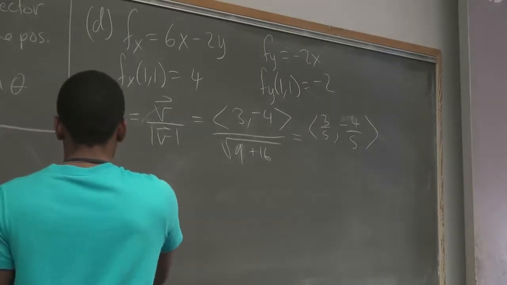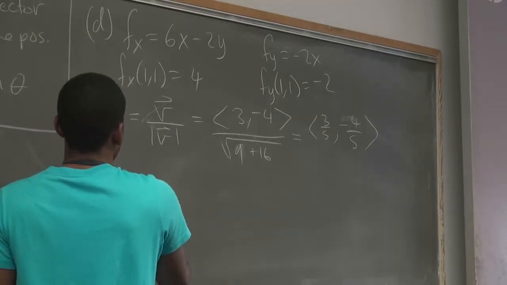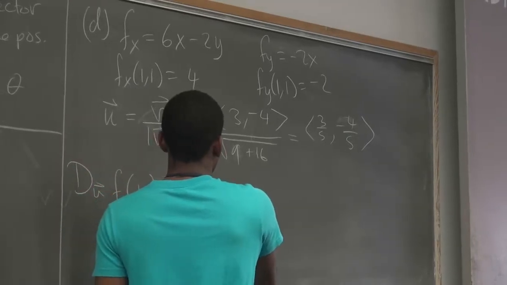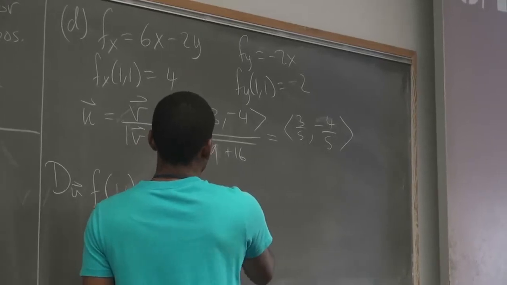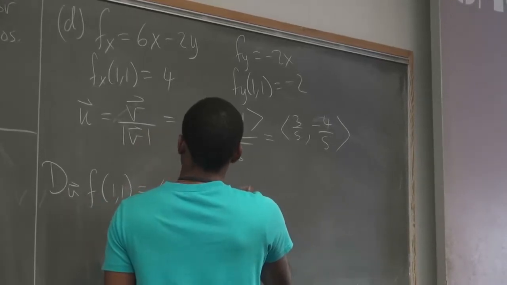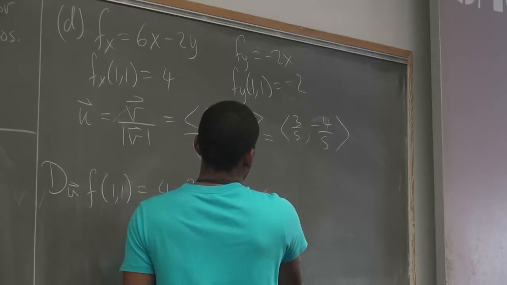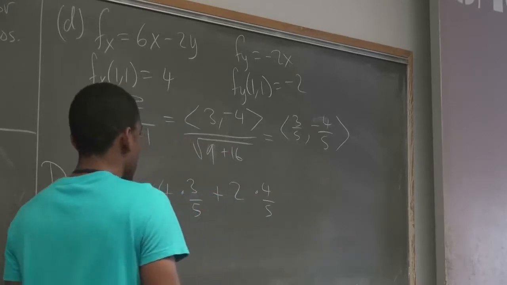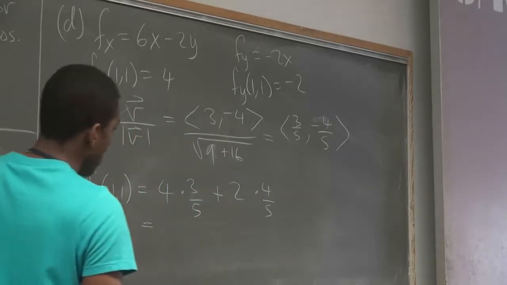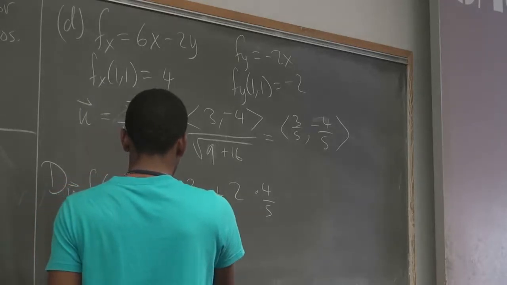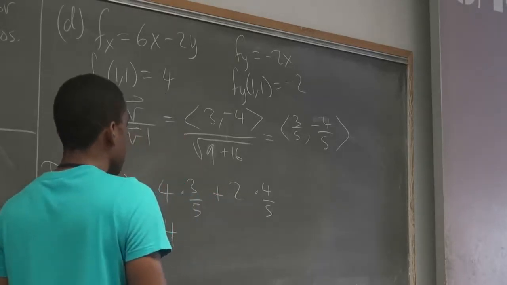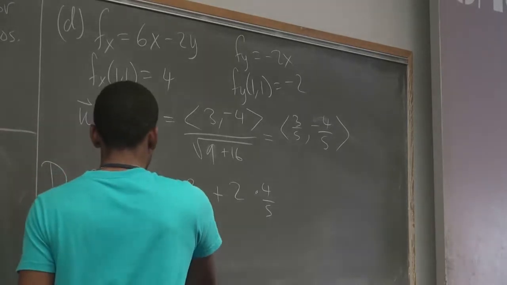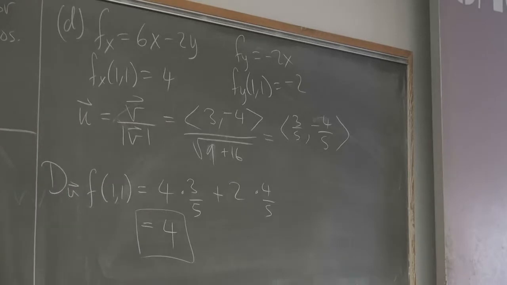And then at that point, it's 4 times 3 over 5 minus 4 times 4 over 5. 12 minus 8 over 5. Are we sort of getting the idea?